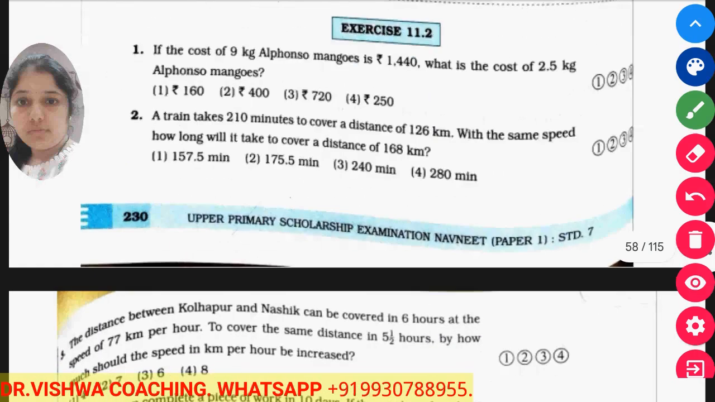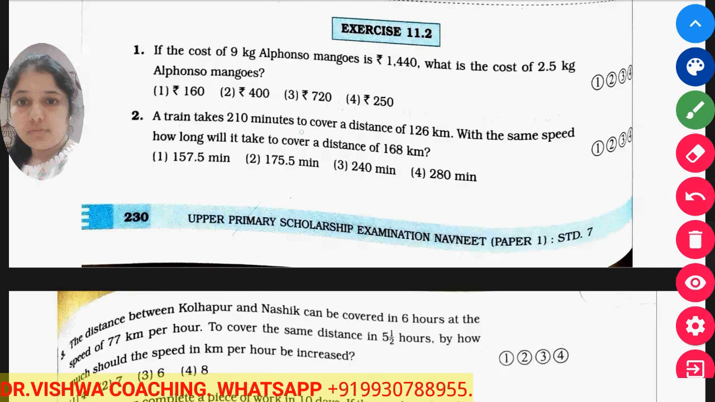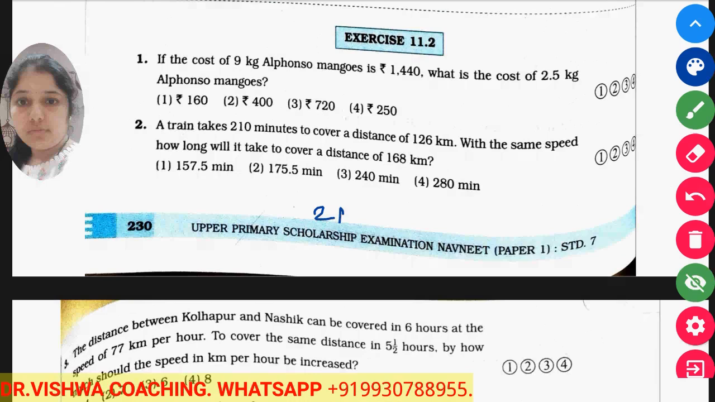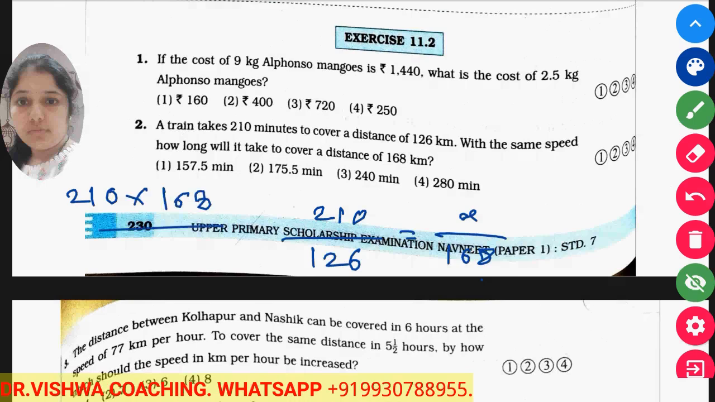Now a train takes 210 minutes to cover the distance of 126 km. At the same speed, how long will it take to cover the distance of 168 km? So again, in 210 minutes it crosses 126 kilometers, in how many minutes will it cross 168 kilometers? So 210 into 168 upon 126. Now you divide.